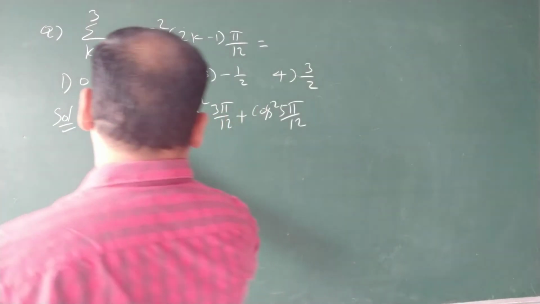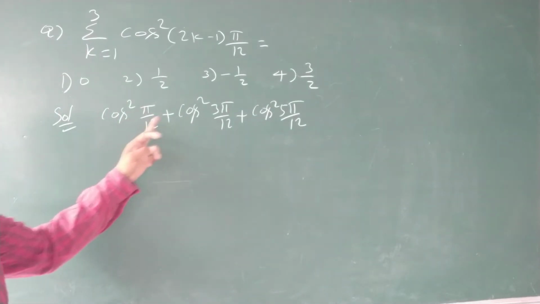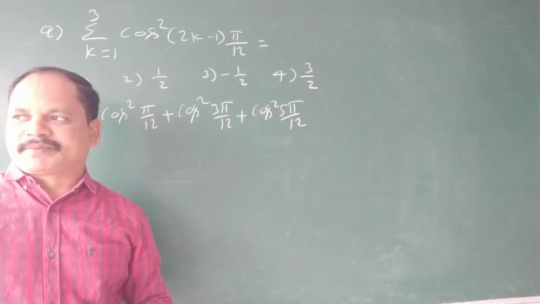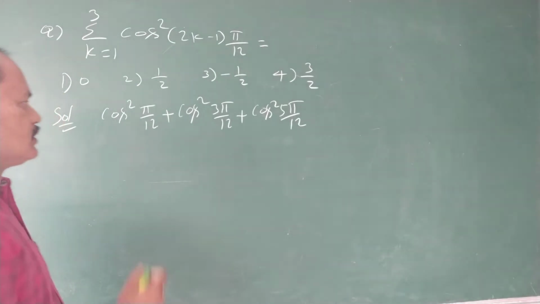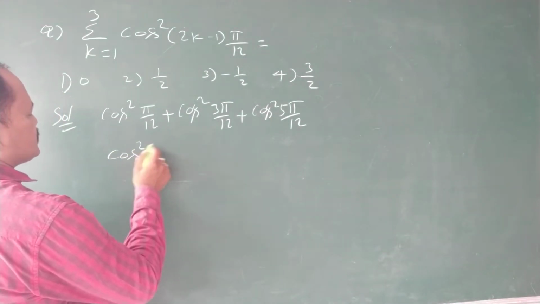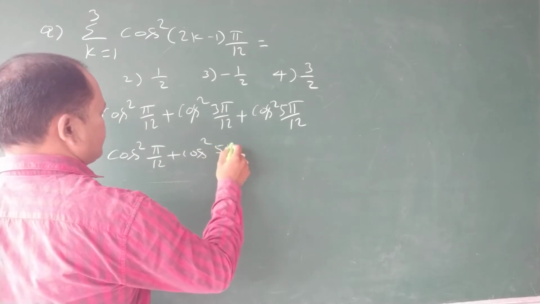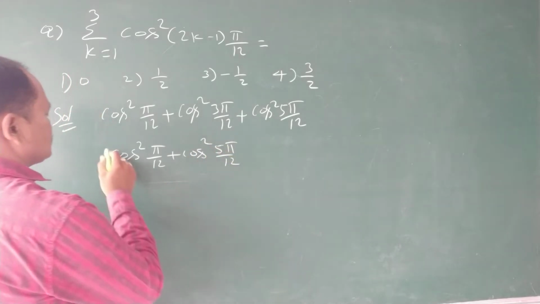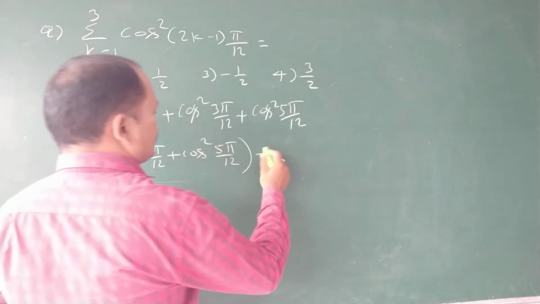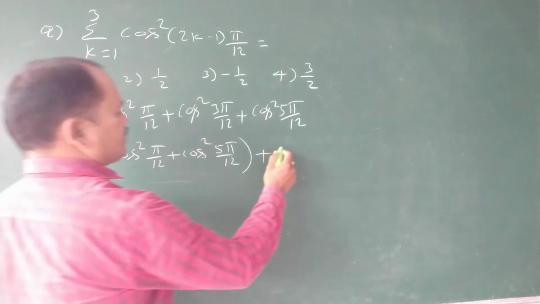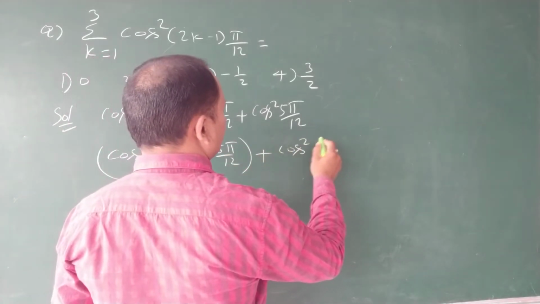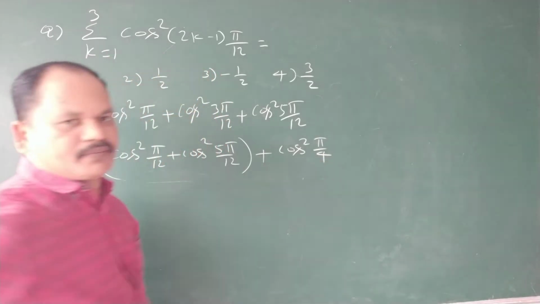Here it is. We have to write pi by 12 plus 5 pi by 12, which is nothing but 6 pi by 12, that is pi by 2. That's why we have to write cos square pi by 12 plus cos square 5 pi by 12, in one bracket. And cos square 3 pi by 4 gets cancelled. That's why pi by 4, cos square pi by 4 is there.